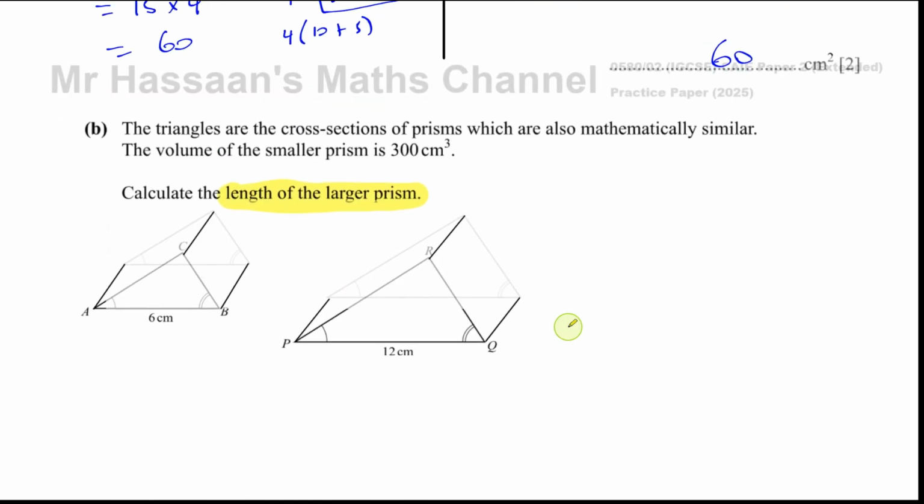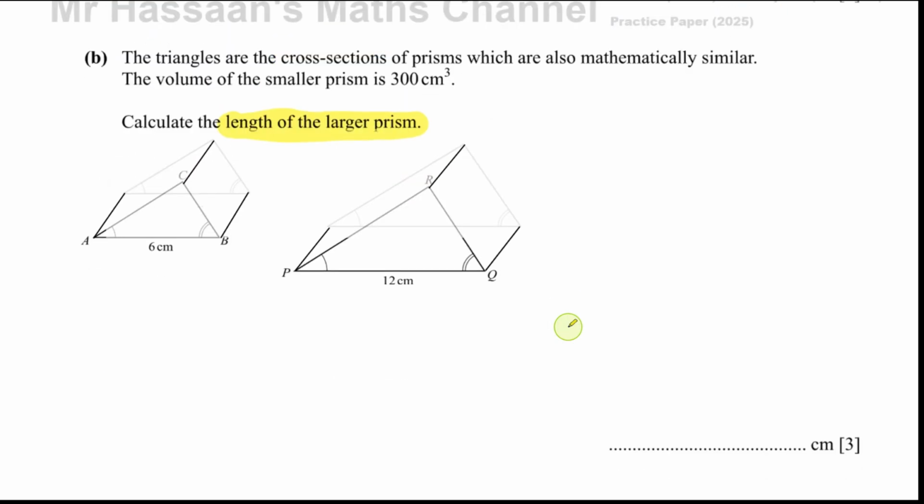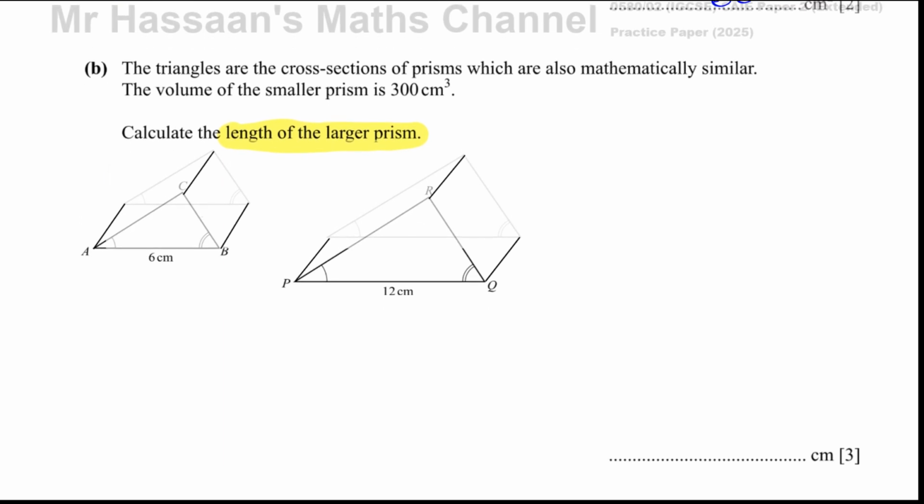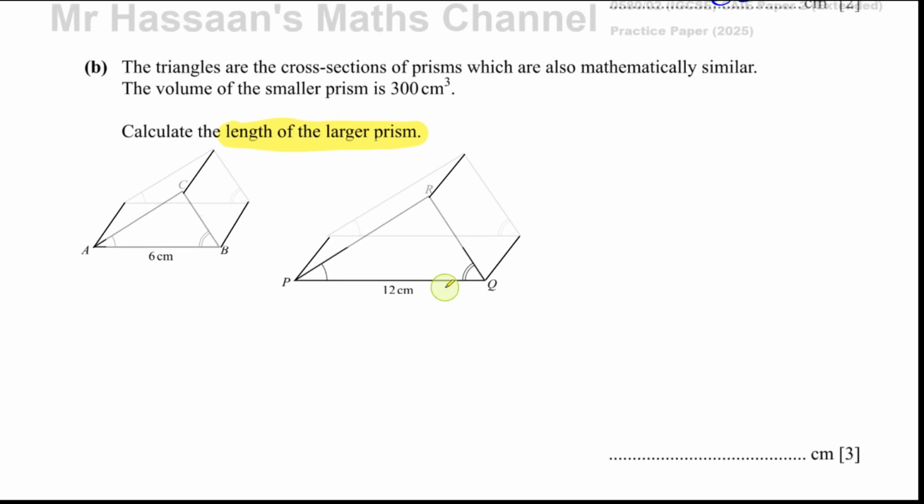Here, I've drawn a little diagram to give us an idea of the fact that we're dealing with prisms now. So that's what I've drawn this diagram to show. These are again mathematically similar, and the volume of the smaller prism is 300 centimeters cubed. We've got to calculate the length of the larger prism. So we have the length here of the smaller prism, and we have the length here of the larger prism.